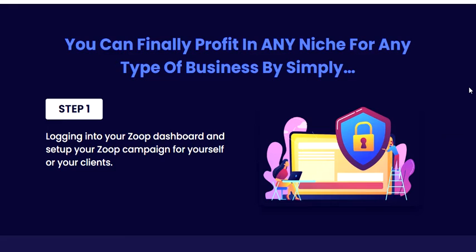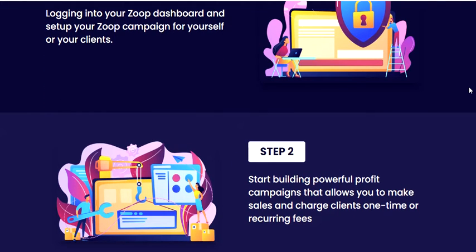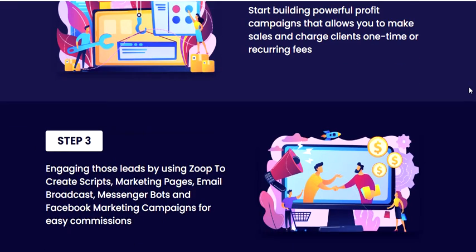That is step number one. What is step number two? You start building powerful profit campaigns that will allow you to make sales and charge clients one time or a recurring fee. You know the meaning of recurring fee? The one you'll be getting every time. And as long as your client is still using that software, you'll be getting money. That's number two.